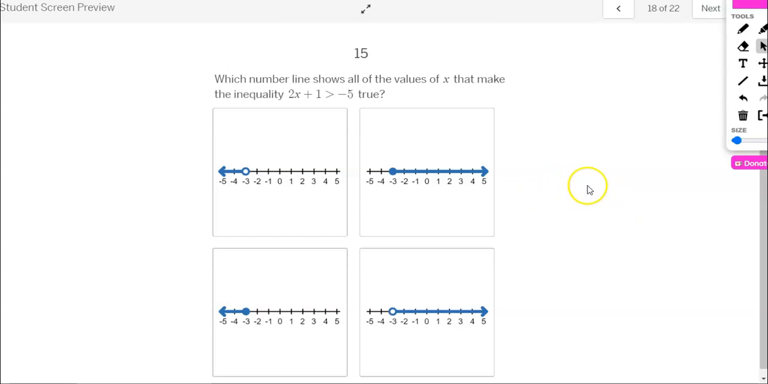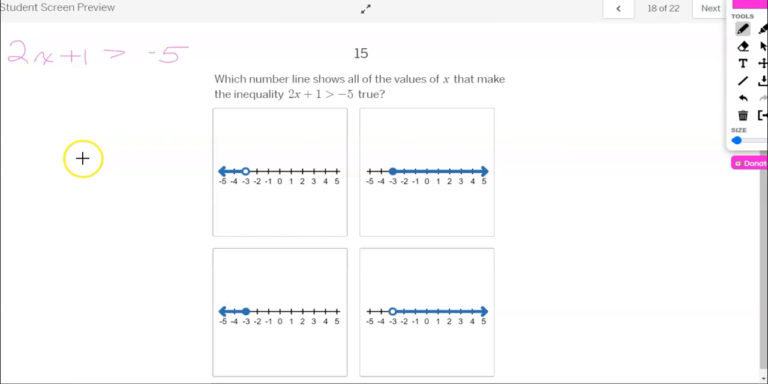Okay, this says which number line, we're going into inequalities now. Which number line shows all the values of x that make an inequality 2x plus 1 is greater than negative 5 true? All they want you to do is solve the inequality. There's always going to be some odd ways things are worded on tests and on check-ins and EOGs, but this just means solve the inequality. So I'm going to just rewrite this over here.